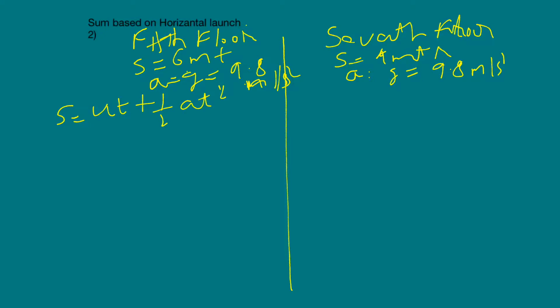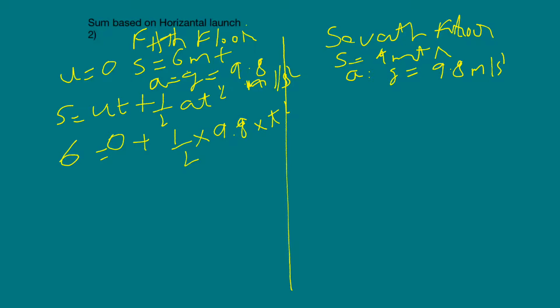Again, initial velocity is 0 here, because along the y-axis it is always 0 for horizontal launch. There is no angle formed, so initial velocity we will take as 0. So ut is 0, so this whole thing will become 0 plus half into 9.8 into t square, and displacement means 6 meters. So s we will write here as 6.